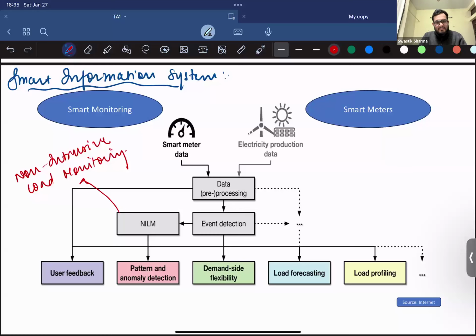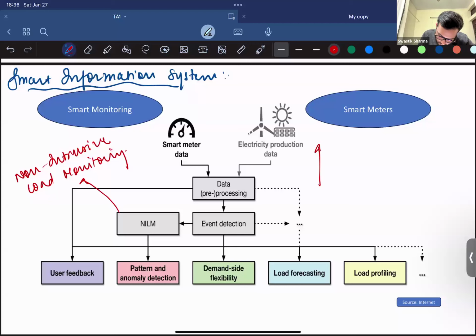So is this a normal way? I mean, no, right? You won't want to shut down all of your electricity just to check how much load is being consumed by a particular appliance. So for that, you do non-intrusive load monitoring. So what is non-intrusive load monitoring? With the smart meter data, you have event detection.